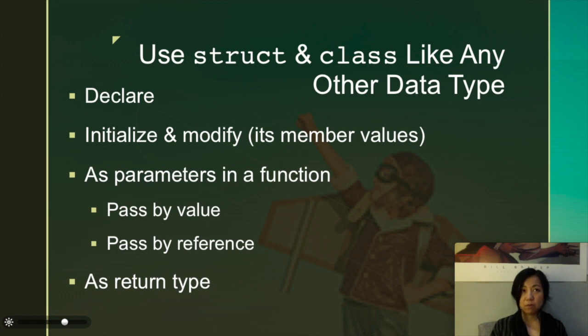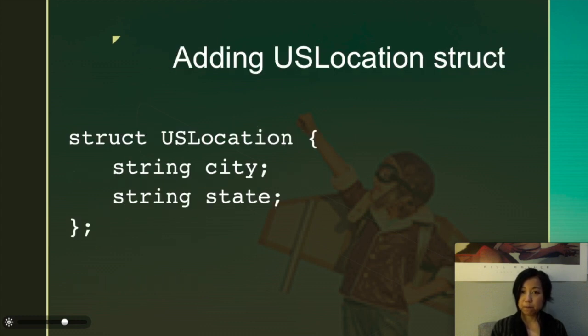So look at an example like integer. You can declare it, you can initialize it, modify it. You can use it as a parameter in a function, passed by value or passed by reference. And also you can return any data type. And so struct and class are the same. So any class and struct that you've defined can be used in a similar way.